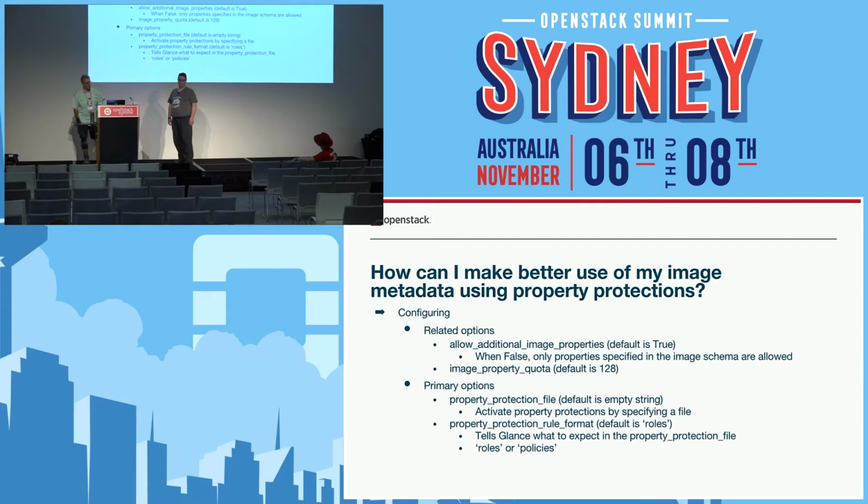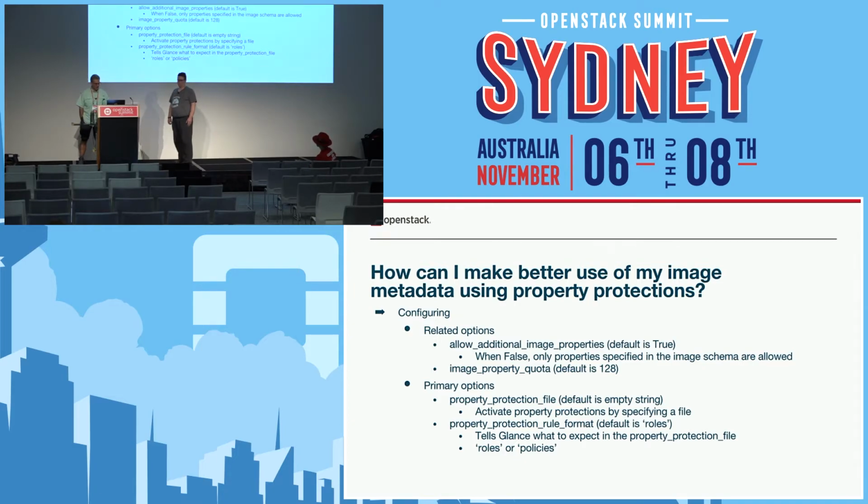And then the way that the property protections work, there's a property protection file, and the default is an empty string. The way you turn on property protections is to specify a file name. Then there's a property protection rule format setting that basically tells Glance what to expect to find in the file, whether it's going to be roles or rules that it can use.